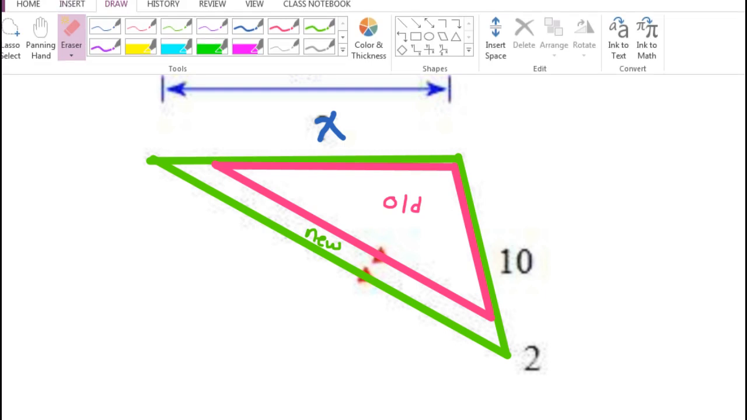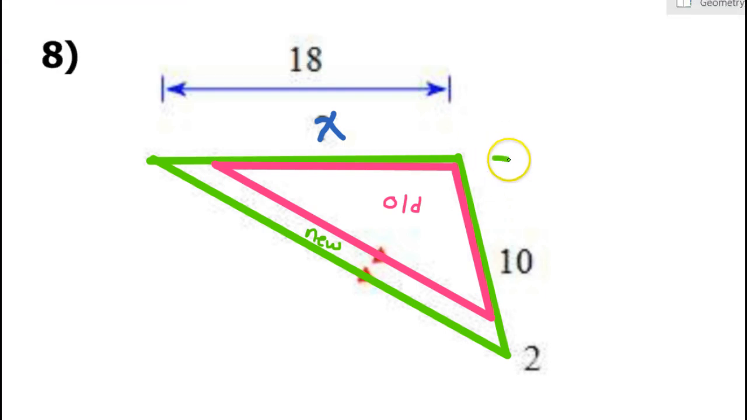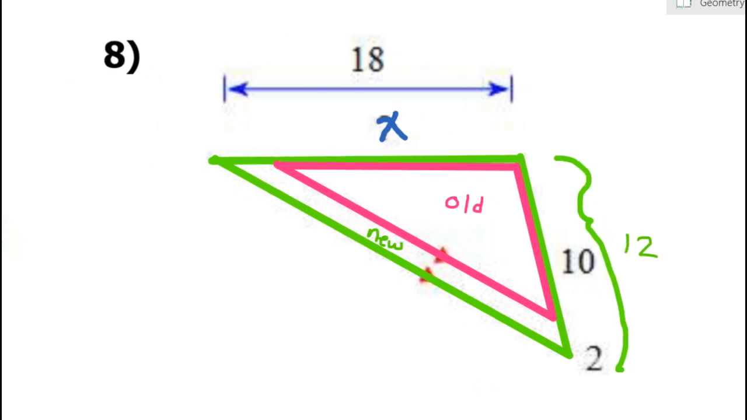Instead, what's going to happen is when we need this side of the new triangle, the large green triangle, I will use the 2 to realize that this is 12. But I'm adding them up. I will not use the 2 in any equation. That's the big mistake that kids will make. Alright, so now we're all set.